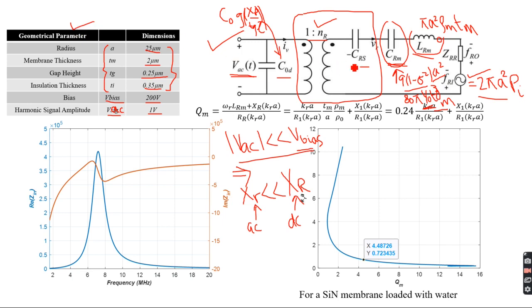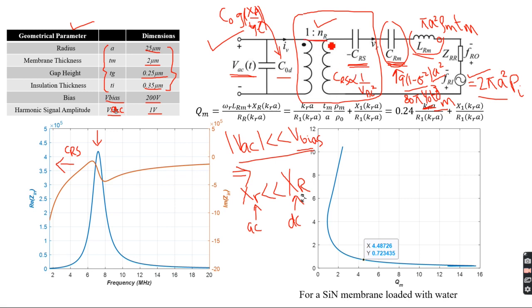But then C_RS is the spring softening capacitance, which is inversely proportional to, I would say, V_DC square. It affects the series resonance of the circuit such that if you increase the bias, there is a series combination of C_RS and C_RM, and it's going to shift the resonance towards the left. So that's the effect of C_RS. C_RM is not affected by the bias, but C_RS gets affected by the bias.